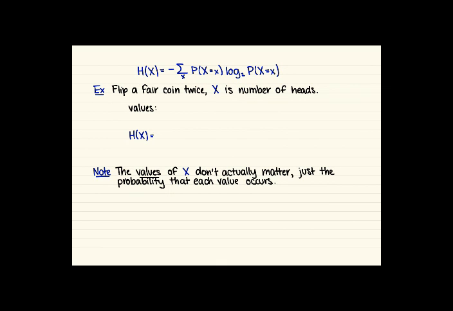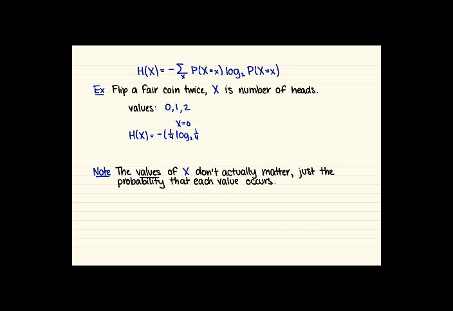So now let's look at a slightly more interesting example where we flip a fair coin twice, and X is once again the number of heads. So our possible values here are 0, 1, and 2. We can have 0, 1, or 2 heads in 2 coin flips. Now figuring out our entropy, we've got minus, looking first at X equals 0. That means we've got tails, tails, which happens with probability 1/4. So we've got 1/4 log base 2 of 1/4.